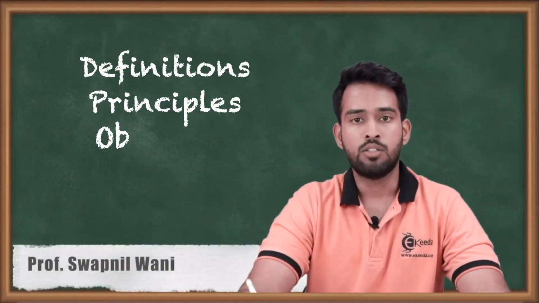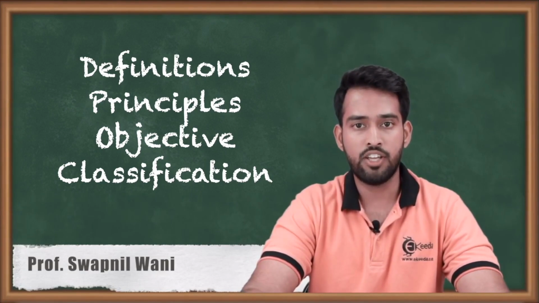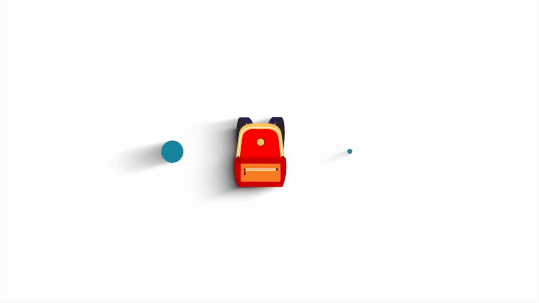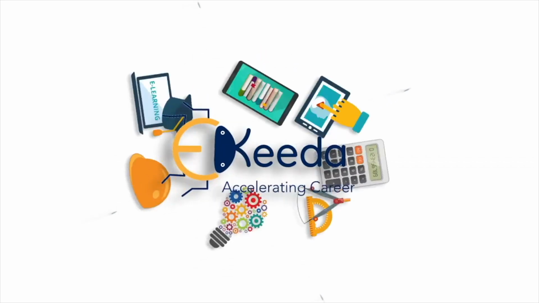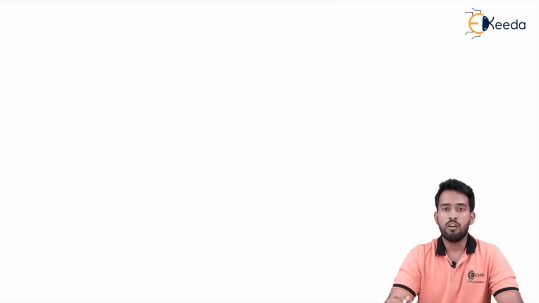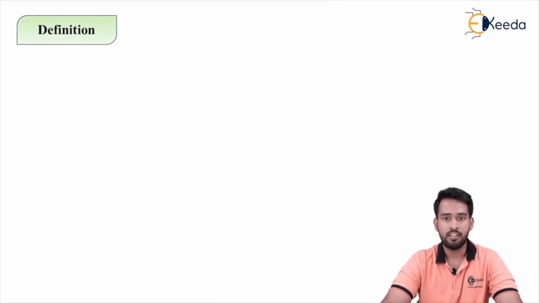Hello friends, today's topic of discussion is what are the principles of surveying, the definitions, classification and the objectives of surveying. We'll start with the definition of surveying. Now, what is surveying? Surveying is basically the art and science of measuring horizontal as well as the vertical distance of any point on or near the surface of the earth.